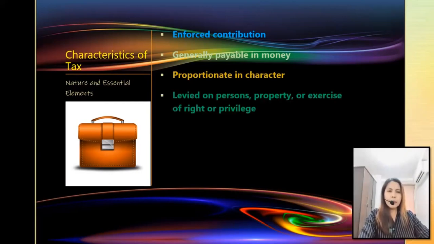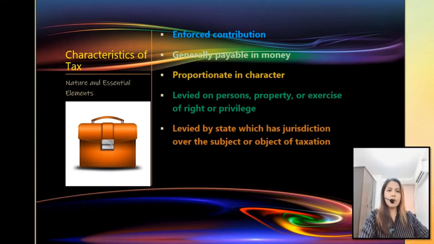Taxes are levied on persons, property, or exercise of right or privilege, depending on the nature and the kind of tax levied by the state which has jurisdiction over the subject or object of taxation. Then we will be discussing also the situs or place of taxation that you need to memorize. Because it is a requirement that the taxing authority must have jurisdiction over the subject or object of taxation.